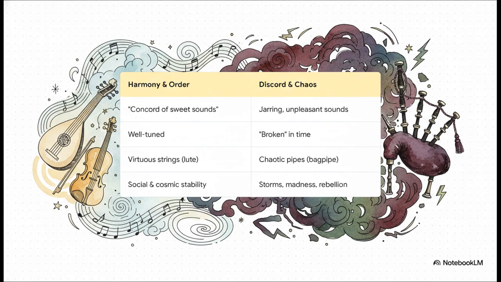And this is exactly how Shakespeare built his sonic world, with a clear, stark opposition. On one side, you have harmony and order. That's represented by the beautiful, refined sound of string instruments like the lute or the viol. On the other side, you have discord and chaos. That's the sound of crude, jarring instruments like the bagpipe. Seriously, when you hear a lute in Shakespeare, you should be thinking virtue, stability, order. When you hear a bagpipe, you should be thinking rebellion, chaos, and all-out disorder.